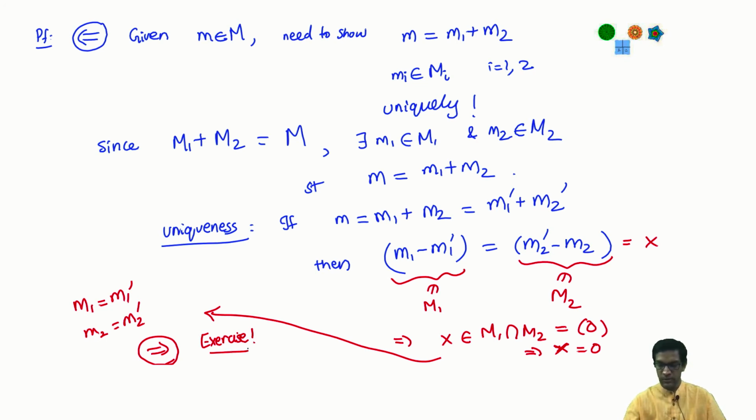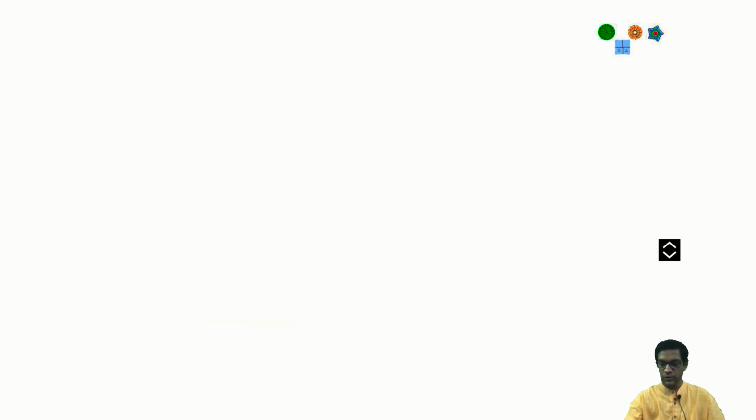So this is the case of two submodules m1 and m2. This is sometimes called a pair of complementary submodules, when you have two submodules whose direct sum is the whole. And we'll talk about them in a later video.